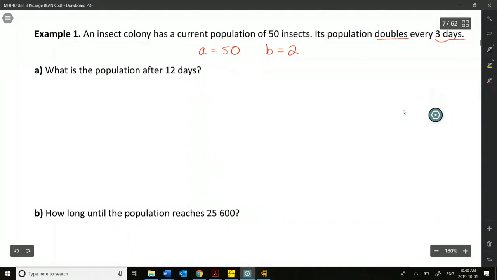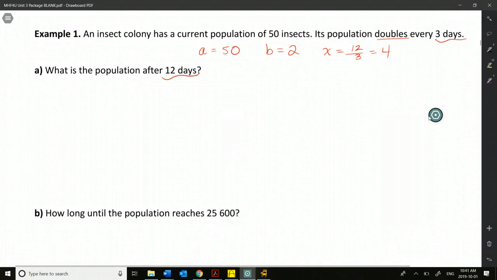Where does the 3 days and the 12 days come into play here? In the exponent, yes. So anything to do with time, I'm looking for how many times the population has doubled over that whole 12-day period. Well, if I have 12 days and it doubles every 3 days, then it must have doubled 4 times over that 12-day period. Okay, that's what x is. It's the number of times the doubling has happened in the given time period. Okay, y is my question mark.